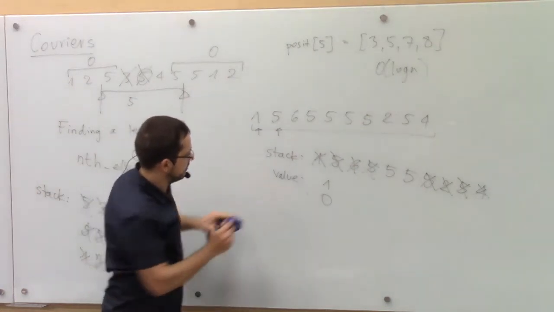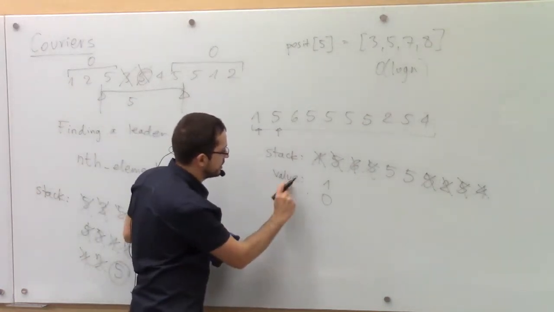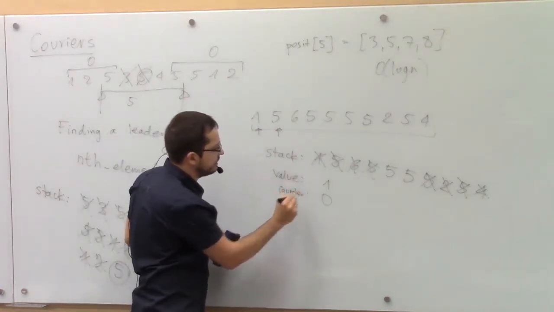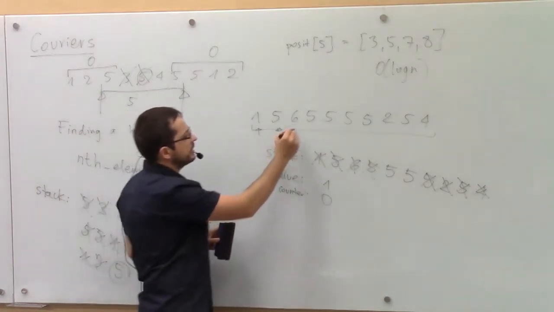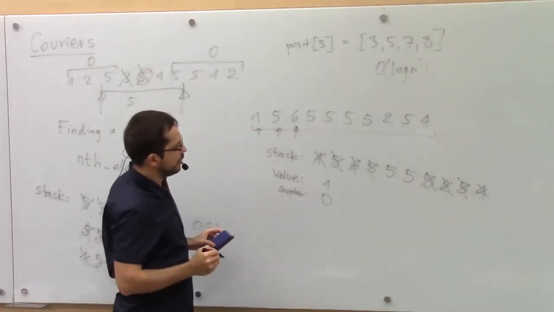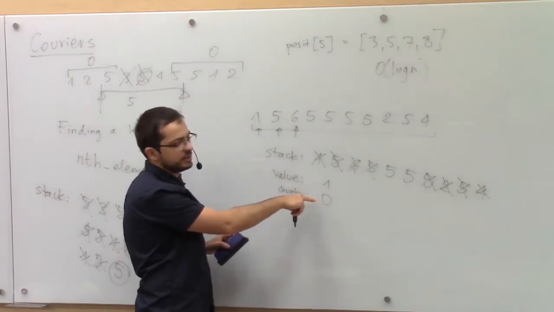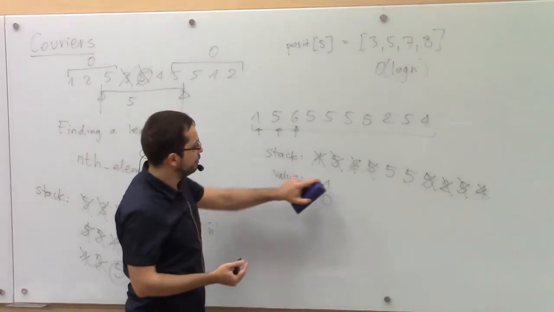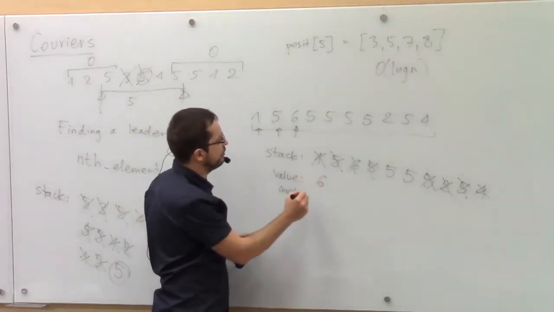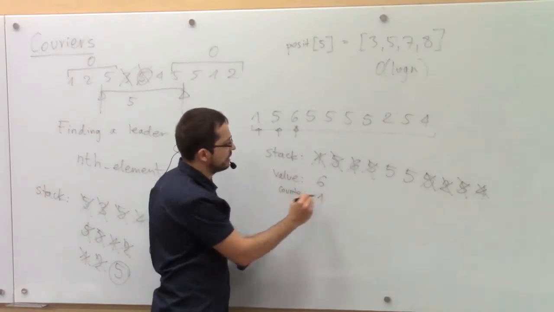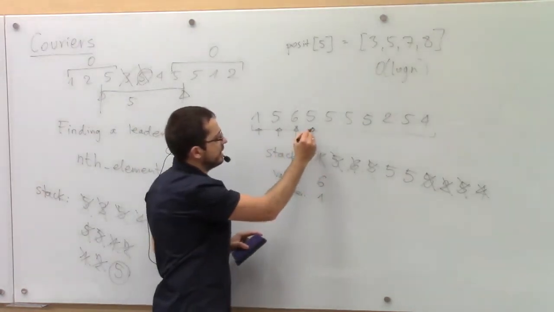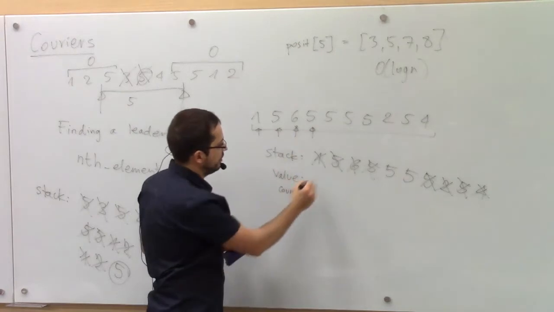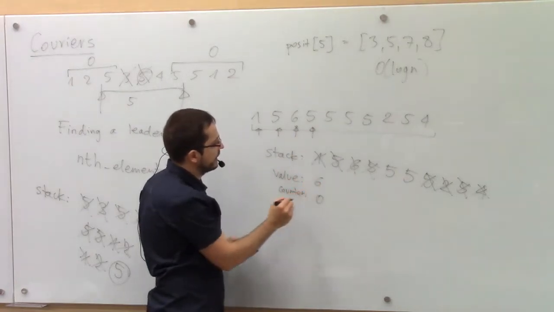So let's say maybe this is like a counter. So this is decreasing the counter. Then we gain 6. Because the counter is 0, the stack is empty, so we put the new value on the stack and we put the counter to 1. And once again we have 5, so we just decrease the counter.